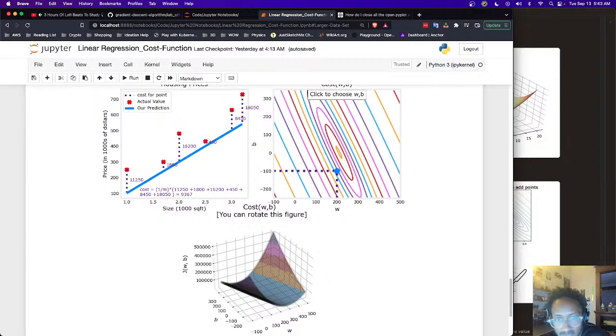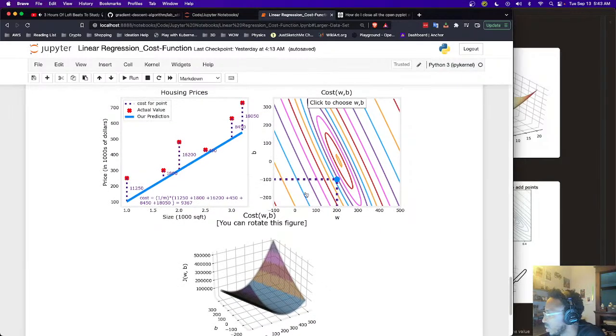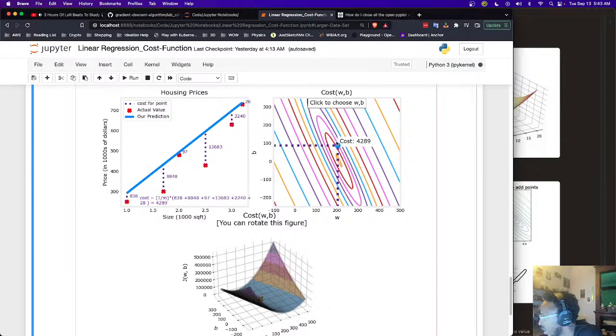Okay, so it says here in the contour plot, which is this one, click on a point to select a weight and a bias. Weight is the x-axis and bias is the y-axis. So I'm gonna do 200 and 100, just like what we did in the previous one. So you can see here it's changing. And the cost is 5,277.